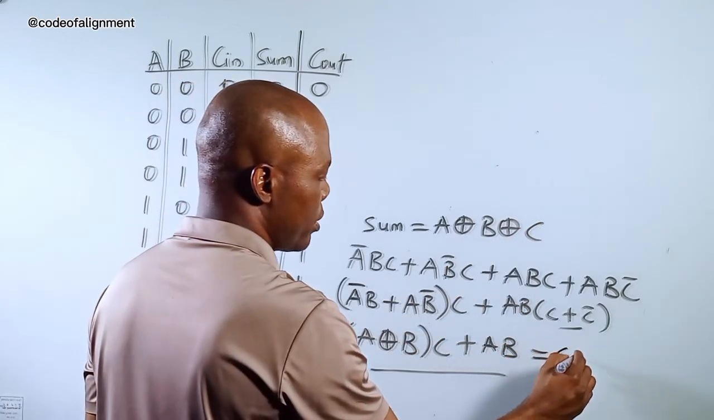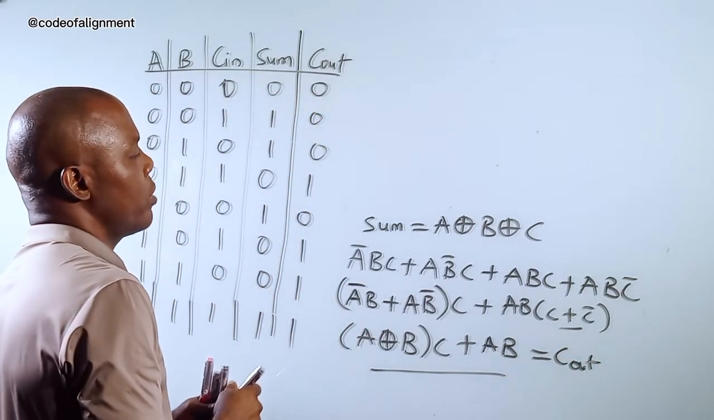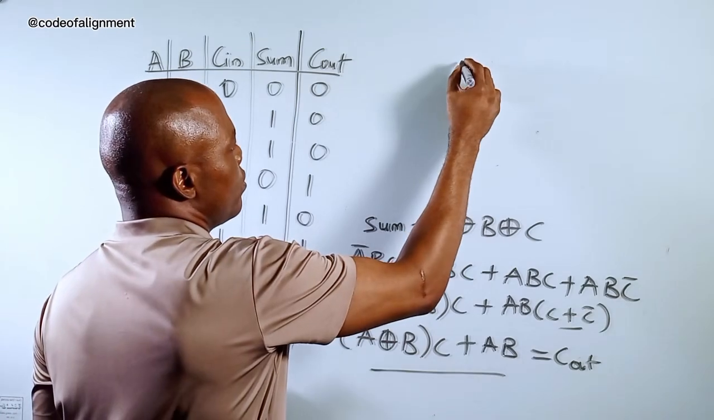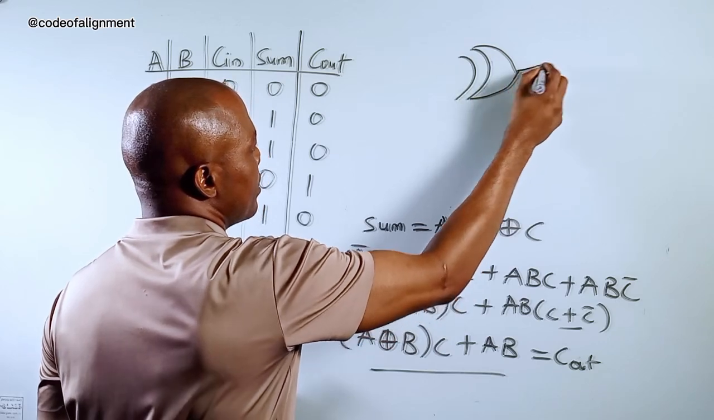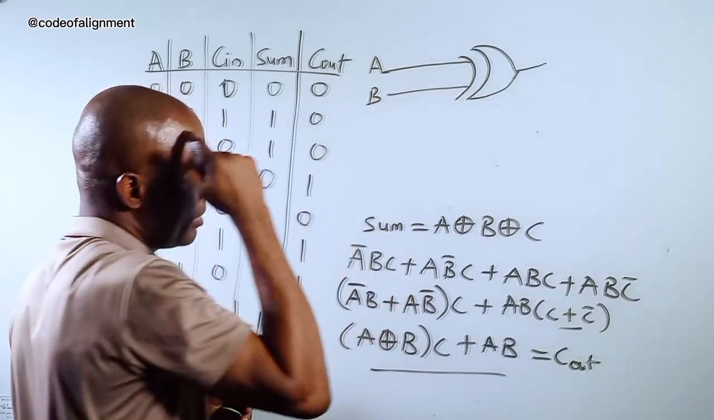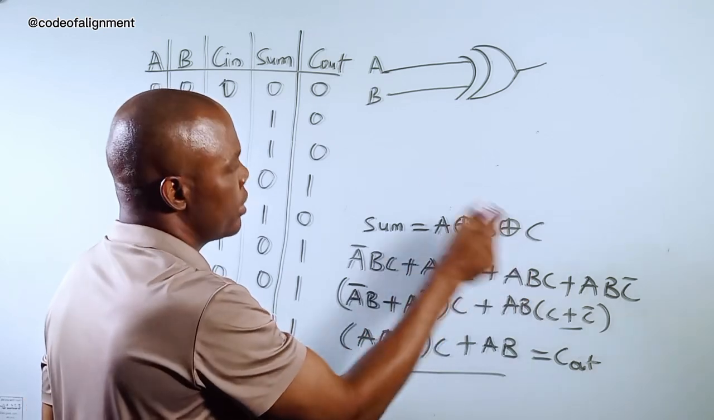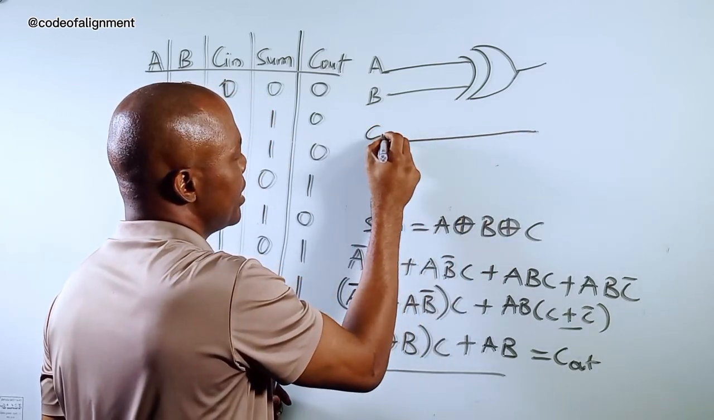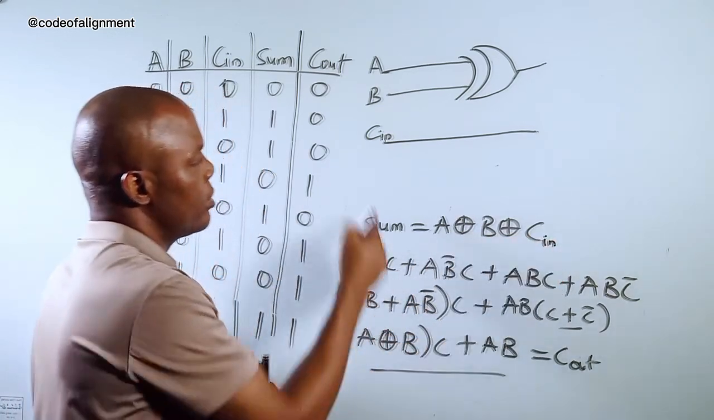So this one is what? C. This is C out, right? Our C out. So let's draw. Now, since A exclusive or B, so we'll do exclusive or like this, right? And then we have this, and then this is A, and then this is B. And then the output of this exclusive or will now do another exclusive or with C. So we have C. So this is C in, right? This is C in. Because this one is C in, right? So this is C in.